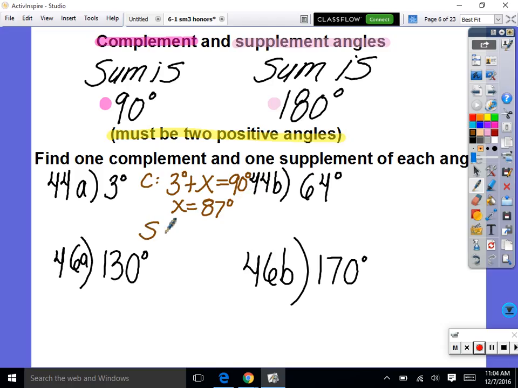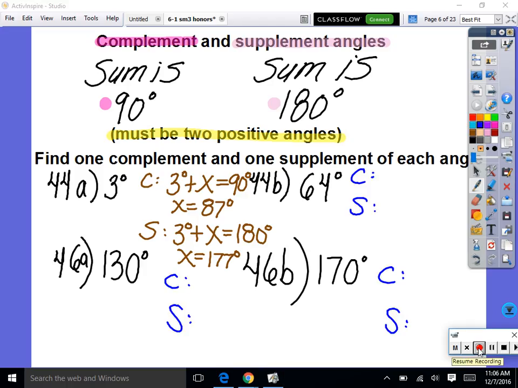Our supplement, algebraically what we're doing is we're saying 3 degrees plus some other degrees needs to equal 180 degrees. That makes it supplementary. So 180 minus 3, right, is 177. So our supplementary angle would be 177 for 3 degrees. Everybody good? That's the complement and supplement. Pretty easy, right? Okay, so can you guys do those ones and finish them up? Okay, awesome. Do that.